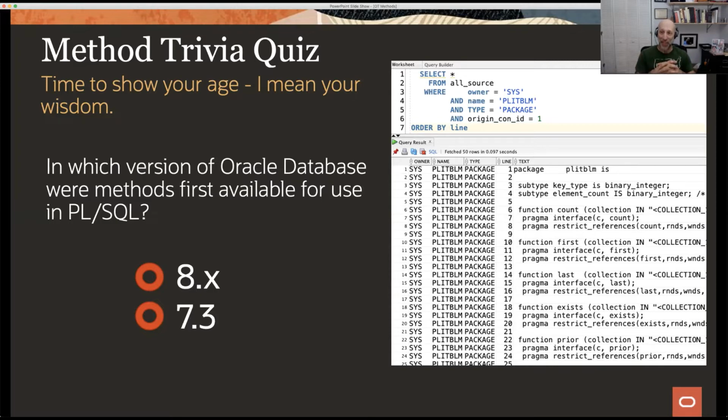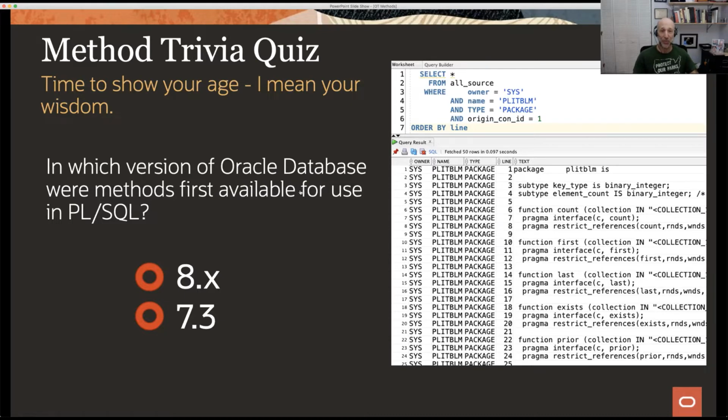So there's a package owned by Sys called plitbulm. I actually don't know what it means. And it's a package that implements the first methods that were ever available in the Oracle database, and it was before the object relational model. And those are the methods for collections. So you can see right in here, you've got all these different functions: count, first, last, exists. I'm sure this is all familiar to you. It's got a bunch of pragmas in it as well.